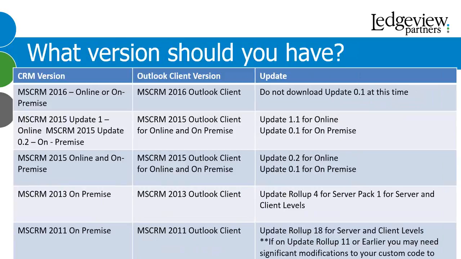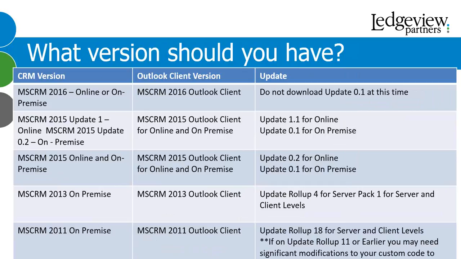Now that we've covered the Outlook client and the pros and cons, a lot of people ask, what version should I have? If you're on CRM version 2016, which many of you are, we highly recommend upgrading to the CRM 2016 Outlook client. It is still compatible with the 2015 Outlook client, but 2016 is the preferred method. And at this time, do not download Update 0.1. We've noticed a lot of inefficiencies and bugs with that update, so I highly recommend staying away from that.